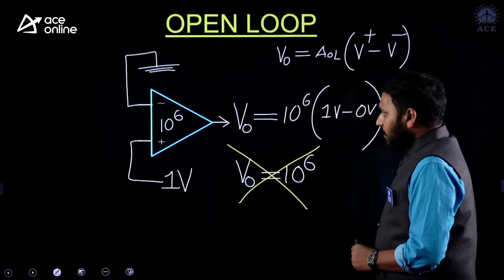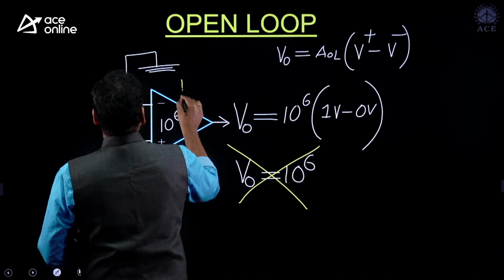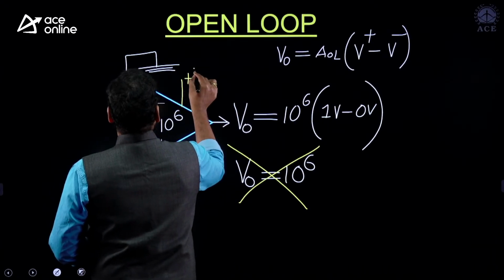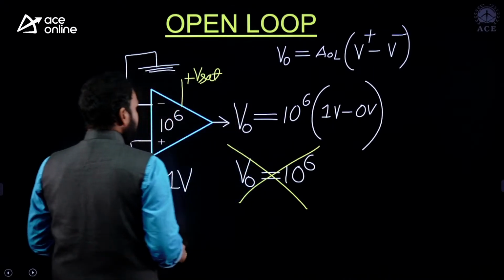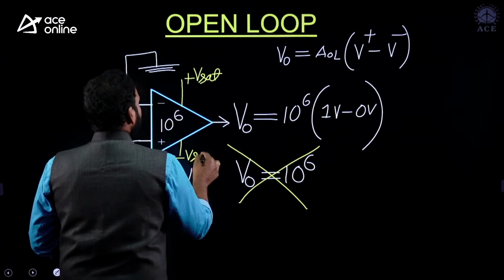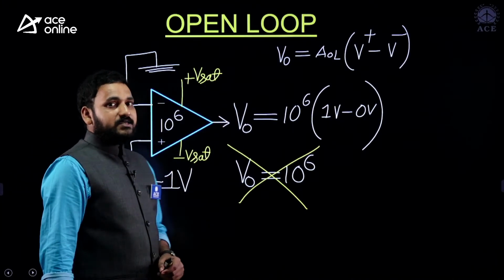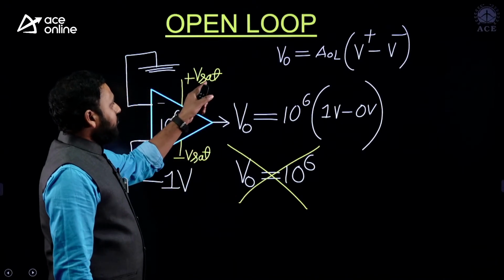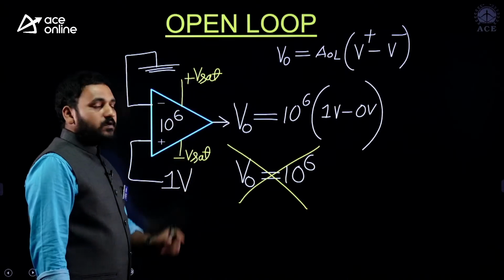Sir, why? The output voltage will be under the control of, or limited by, as I already told you in the beginning, the 2 power supply rails such as plus V saturation and minus V saturation. Sir, what is the range of these voltages? As per the 741 IC, we can provide up to plus 18 and minus 18. Safe voltage is plus 12 and minus 12.